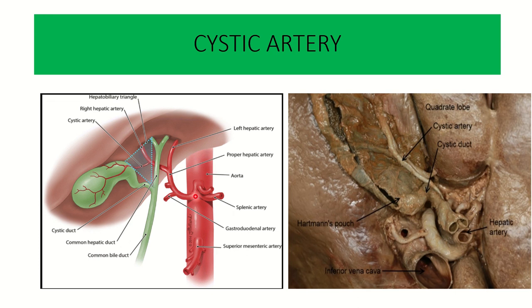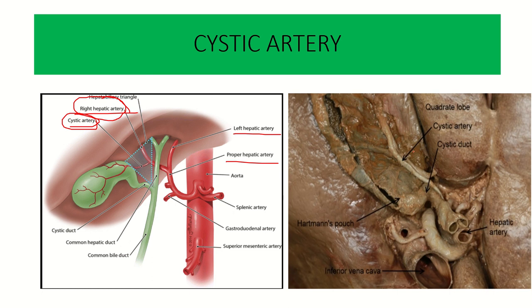So from the abdominal aorta, the celiac trunk arises, and the celiac trunk gives three branches. One of them is the common hepatic artery, and from there the proper hepatic artery is divided into the right hepatic artery and left hepatic artery. From the right hepatic artery, the cystic artery originates. So in this picture it is clear that the cystic artery arises from the right hepatic artery.